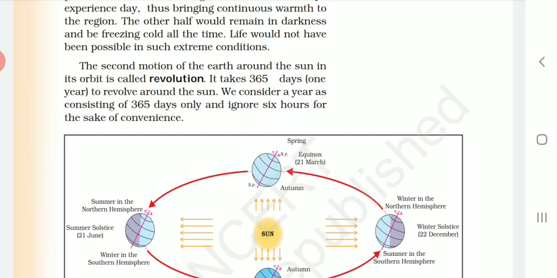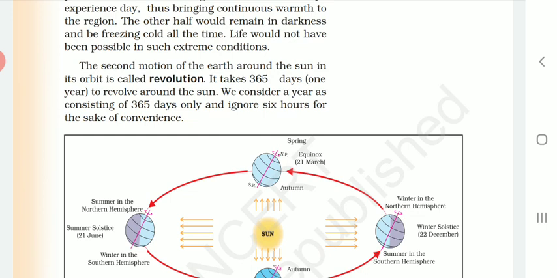And what does revolution mean? The movement of the earth around the sun. In how many days does the earth complete one revolution? In 365 days. And therefore 1 year on the earth is of 365 days.